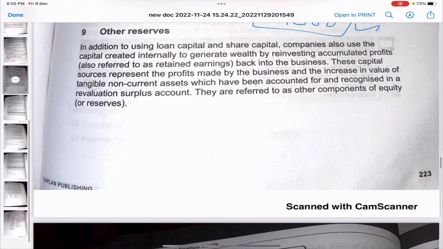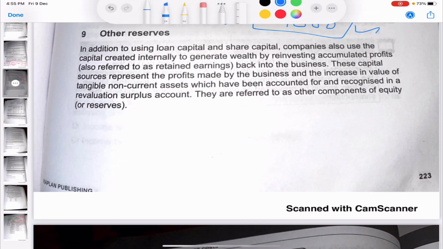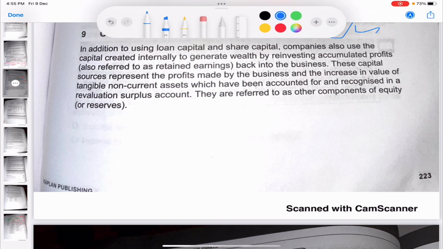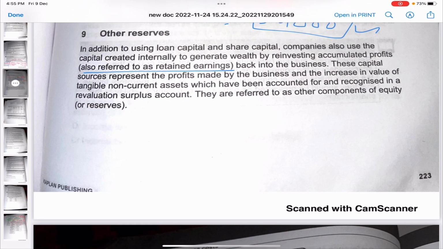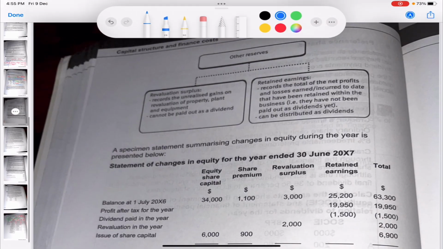Okay, now we have something which is the other reserves. So we also have other reserves, right? These capital sources, now we know what retained earnings are. What does retained earnings mean? Reinvesting the profit which has been earned this year, putting it back into the business, right? And we also have something known as the revaluation surplus. So what is the revaluation surplus? The unrealized gains and everything like that is recorded in the revaluation surplus.